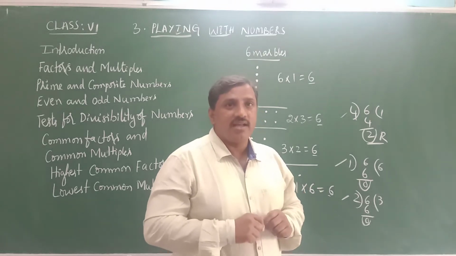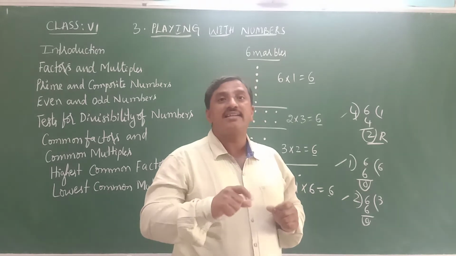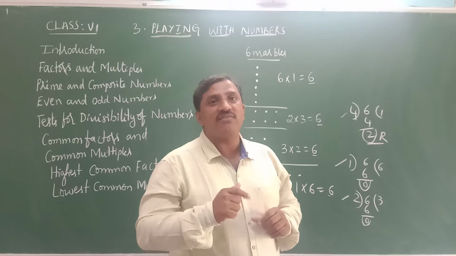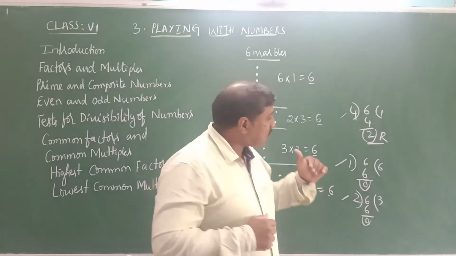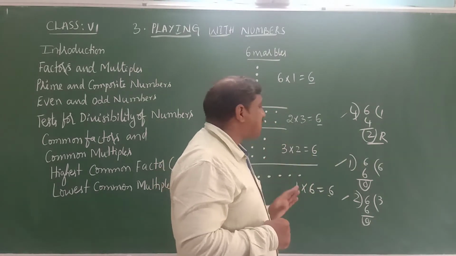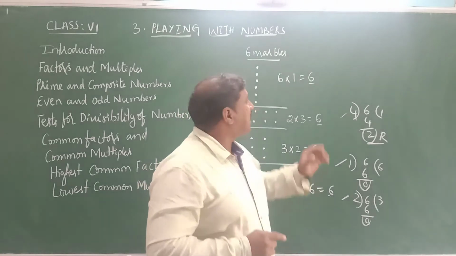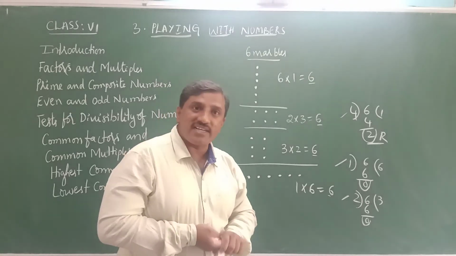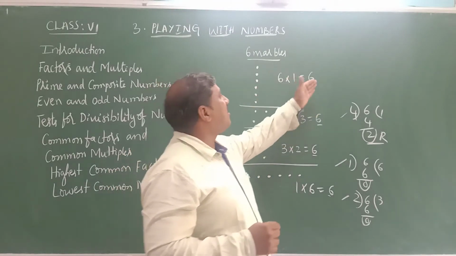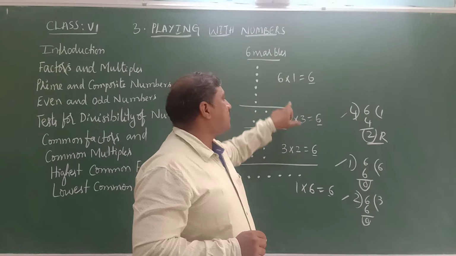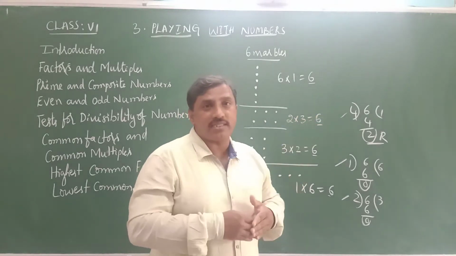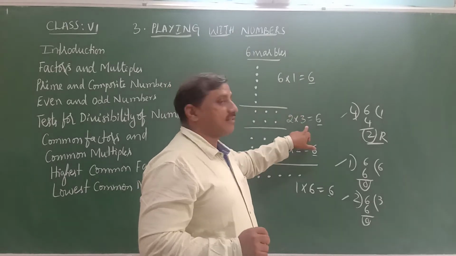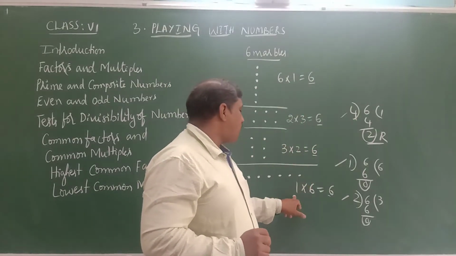What are factors? The factors are the exact divisors of a number. Such divisors are known as factors. So here 1, 6, 2, 3 are all factors of 6. And what do we call the 6 for 1, 6, 2, 3? 6 is the product that we got when we multiply 6 with 1, 2 with 3, 3 with 2 and 1 with 6.